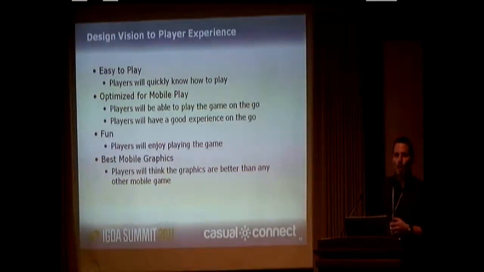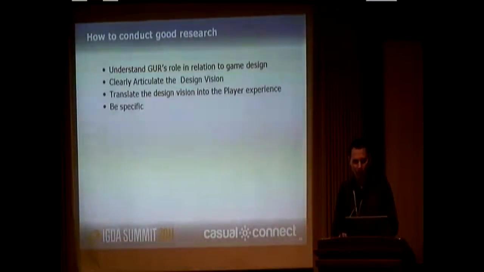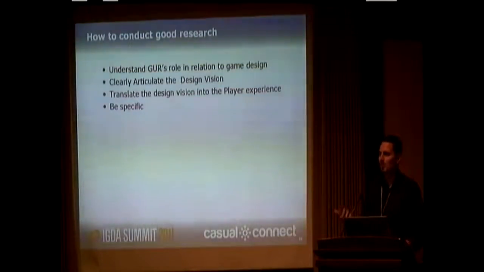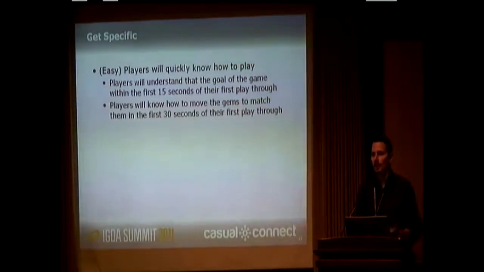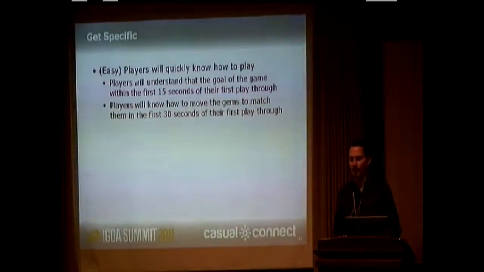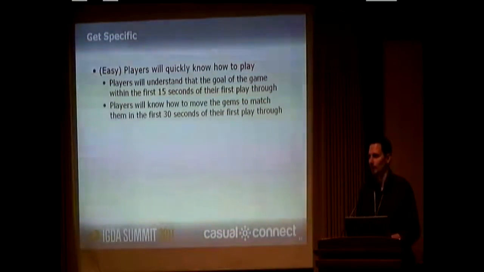So we've kind of brought it down a level, but if you read those, they're a little unsatisfying. I mean, players will enjoy playing the game? What does that mean? How do I act on that? So the next thing we need to do is make those more specific. So players will quickly know how to play. Players will understand the goal of the game within the first 15 seconds of playing the game. Players will know how to swap and move jewels and match them within the first 30 seconds of play.